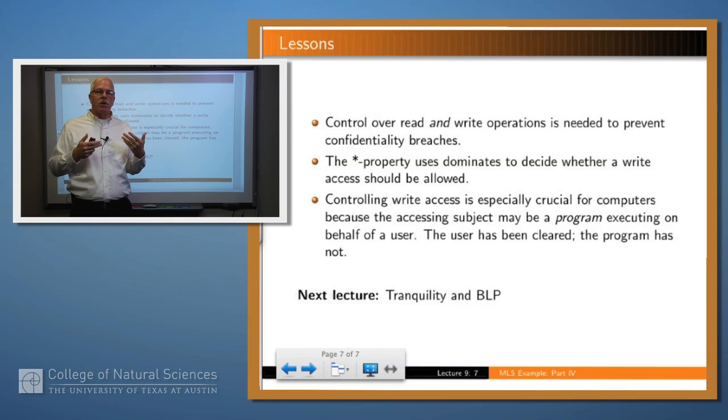And it's very important to control write access, not because we don't trust individuals, but because in the world of computers, we don't trust all the programs running on their behalf. And when you run a program, it runs at your permission level, and so has the access that you have. And so those are the reasons why we need this star property to prevent information from flowing down by that program writing maliciously or perhaps accidentally somewhere where it shouldn't.